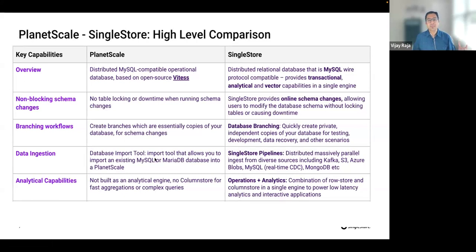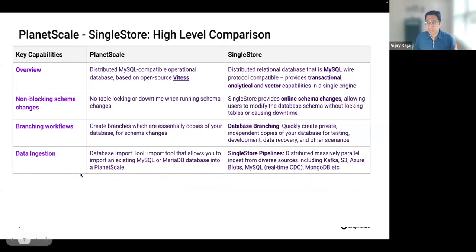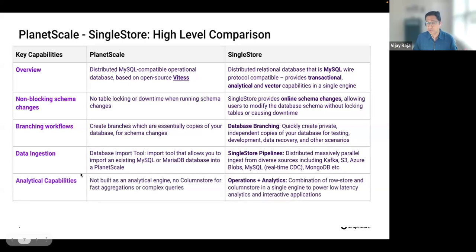Now PlanetScale, keep in mind, is built as an operational or transactional database. It does not have a column store for doing large-scale scans, fast aggregation, or for supporting complex queries. SingleStore, on the other hand, is a unified engine that can do operations and analytics, right? We have a combination of a row store and a column store, which we will talk about again as we get into the architecture. So that becomes really helpful. And when we talk about use cases and customer stories, you will start to see that it becomes very easy to power interactive, customer-facing, and mission-critical applications with SingleStore because of this unique architecture.